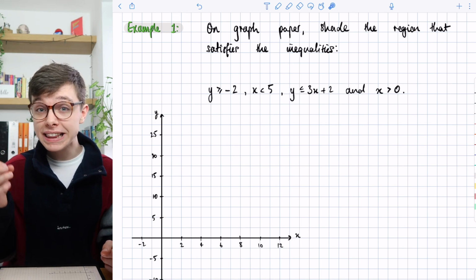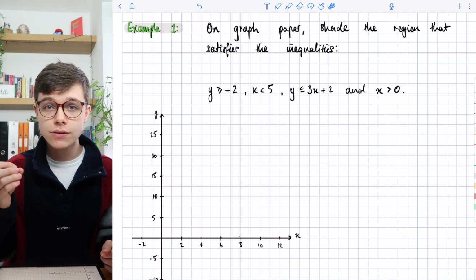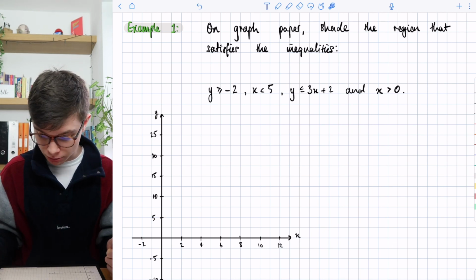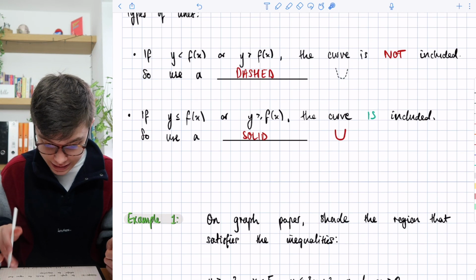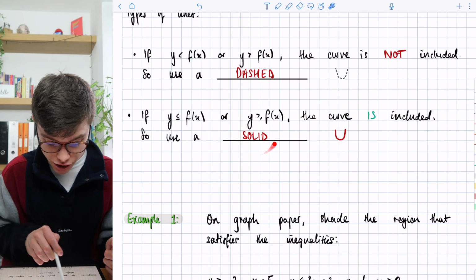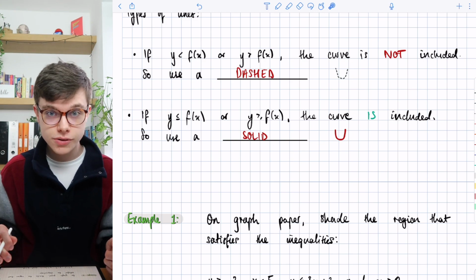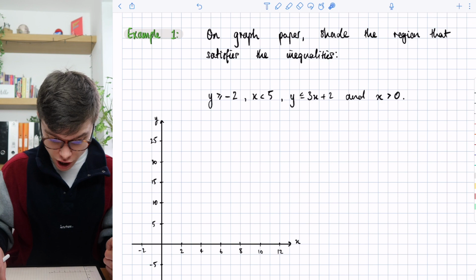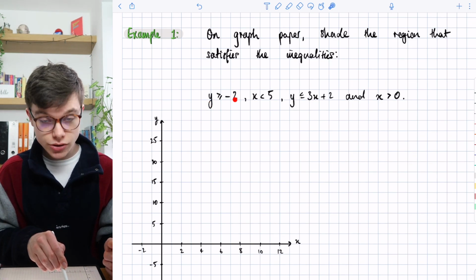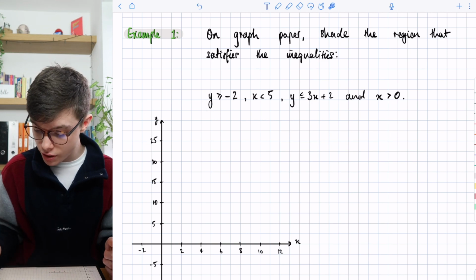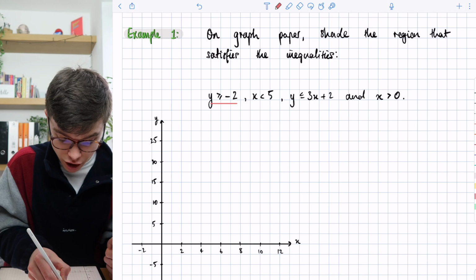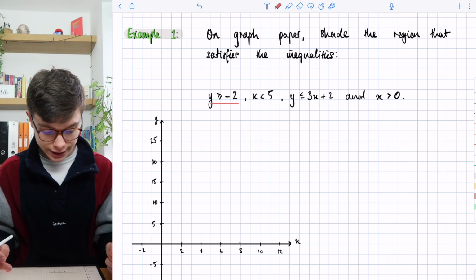And then before I actually put pen to paper, I'm going to think, how does my line need to look? How do I need to draw my line? Is it going to be solid or dashed? Remember, it is a dashed line if we have no equals on the inequality, and it's a solid line if we have an equals on the inequality. So here we've got y is greater than or equal to -2. We've got an equals, so it's going to be a solid line. And for this inequality, I'm going to use a red solid line.